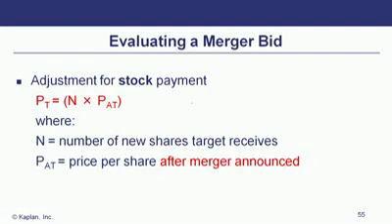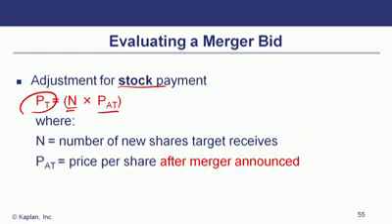So if we're talking about a stock deal, the price that we're going to pay is going to be the number of shares that we give up, that's how many shares we have to distribute, times the price of the combined firm. And that's going to be the value of the acquirer plus the value of the target plus any synergies. And then if it's an all-stock deal, there won't be any cash, so divided by the total number of shares.